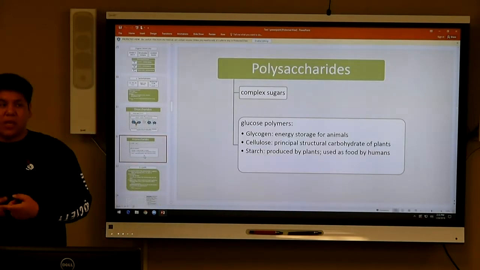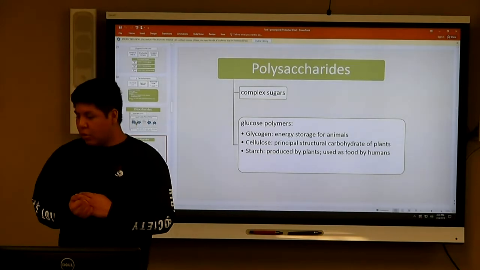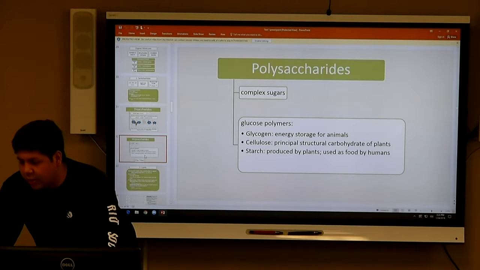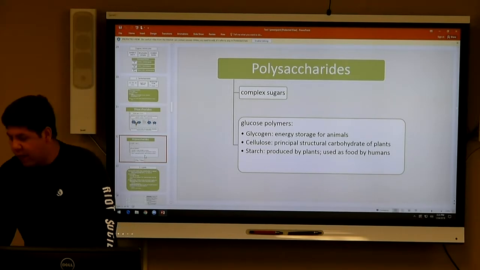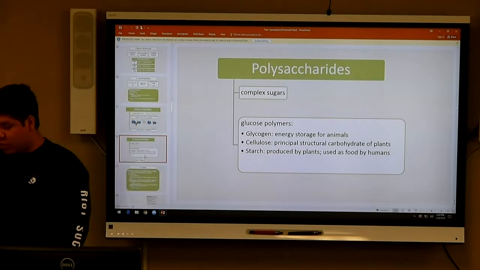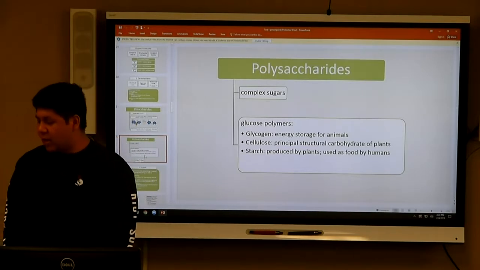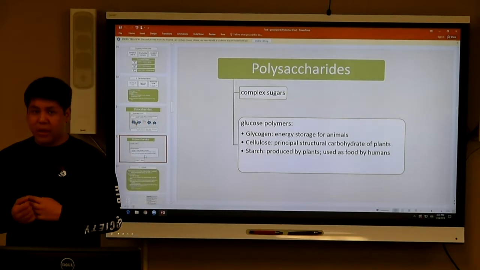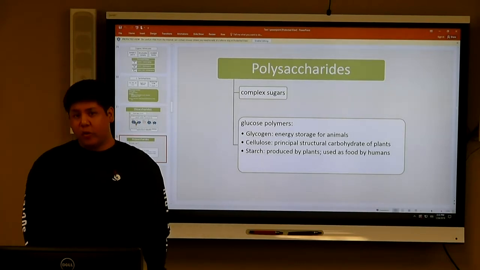Polysaccharides are complex sugars, glucose polymers. Glycogen is energy storage for animals. Cellulose is the principal structural carbohydrate of plants. Starch is produced by plants and used as food by humans.